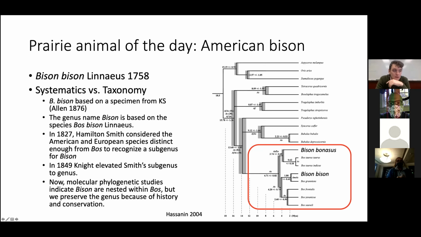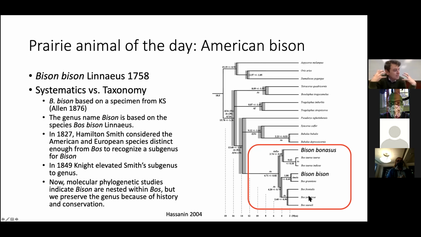But it turns out that these two bison species are kind of nested within a group that includes several different species of cattle, basically. So really, if you want to have one name for all of the things descended from this common ancestor of all cows, then really bison should be in the genus Bos. And sometimes you'll see that in scientific papers.